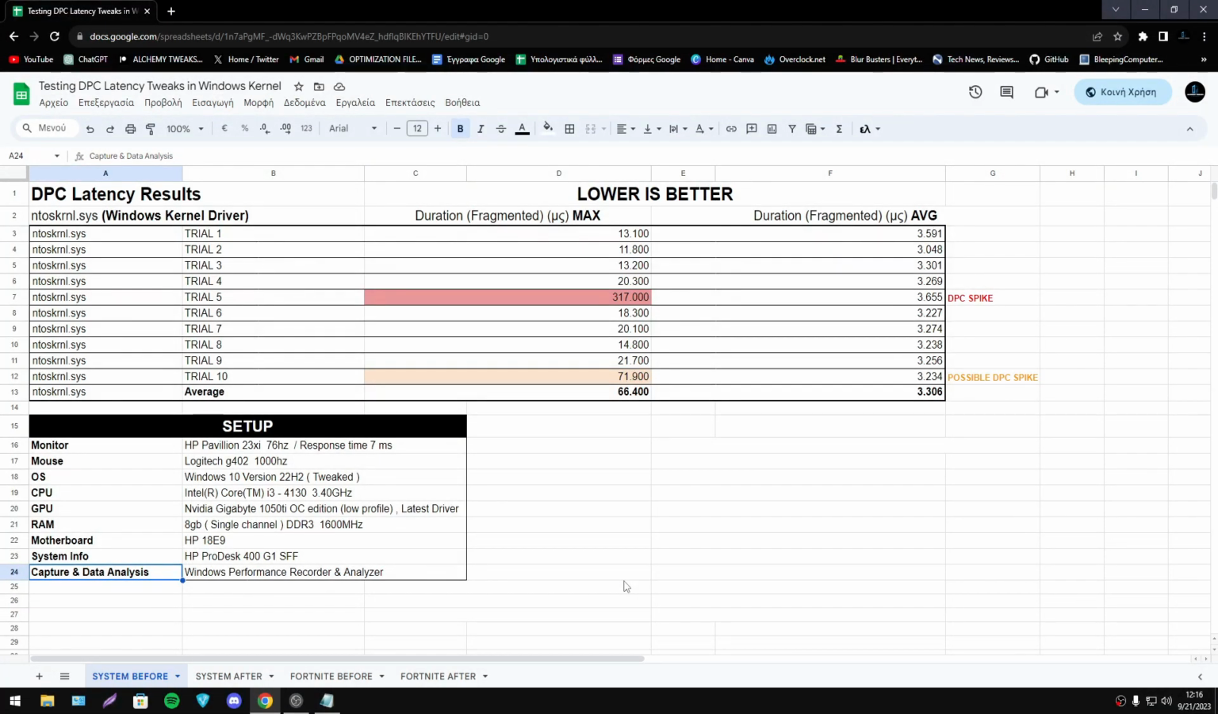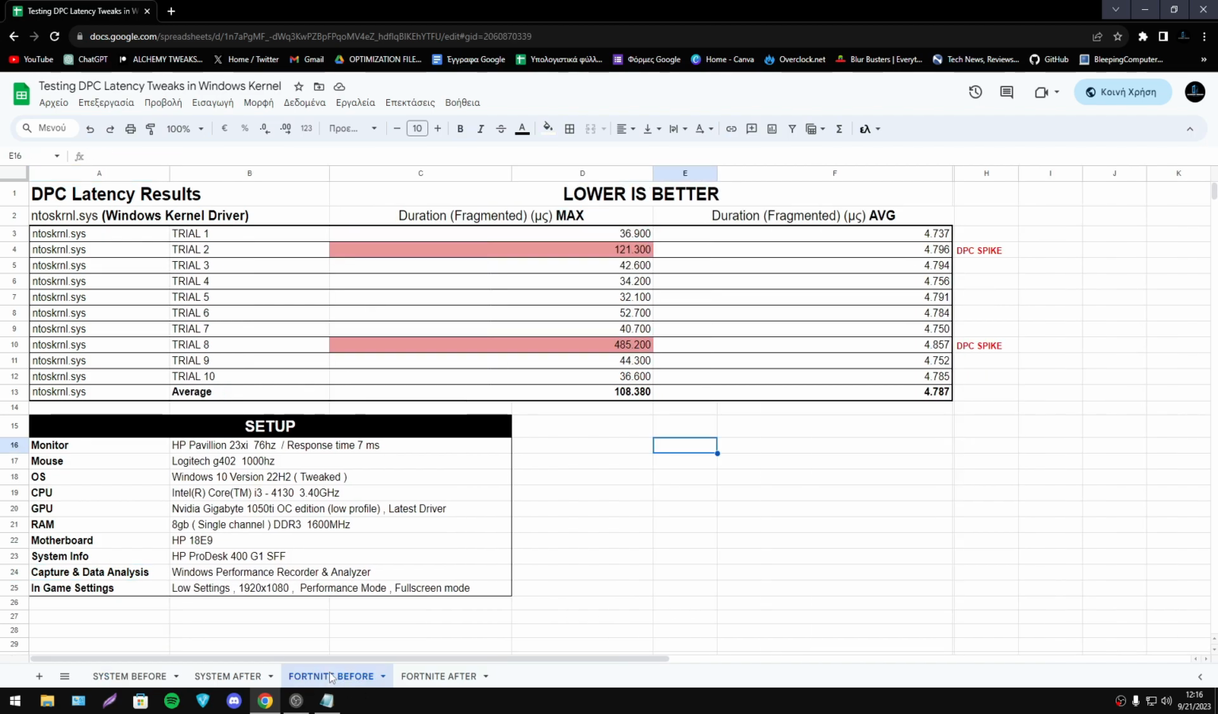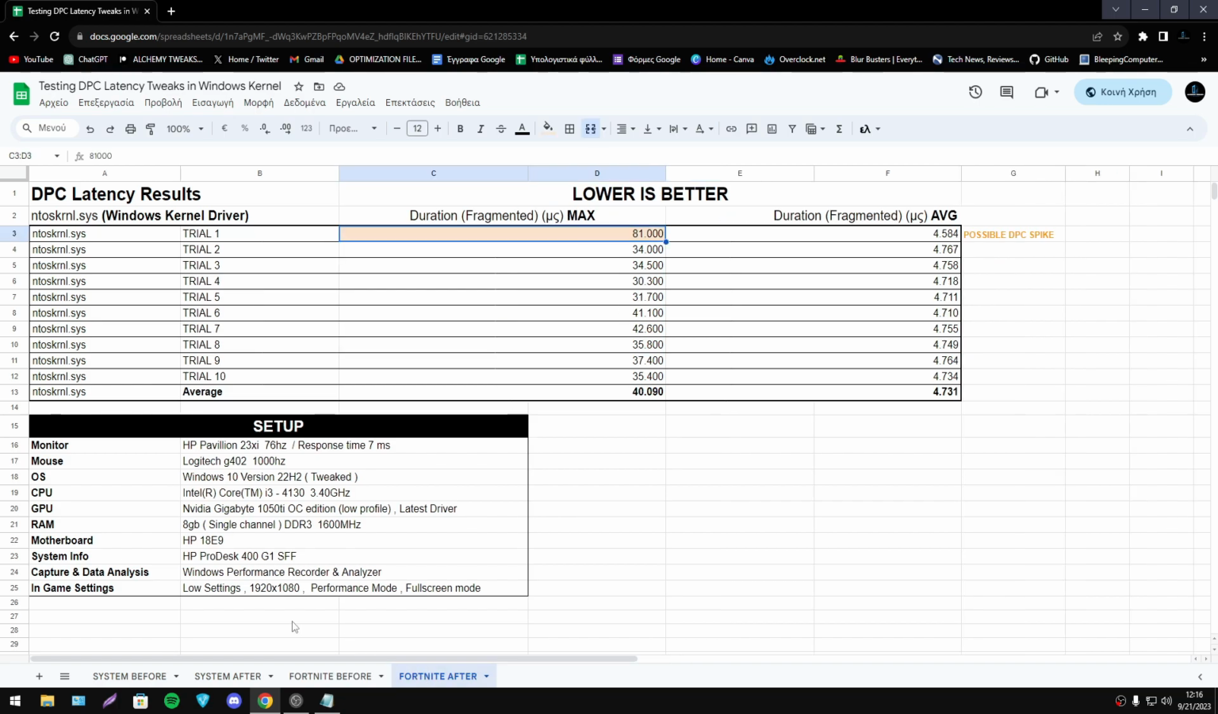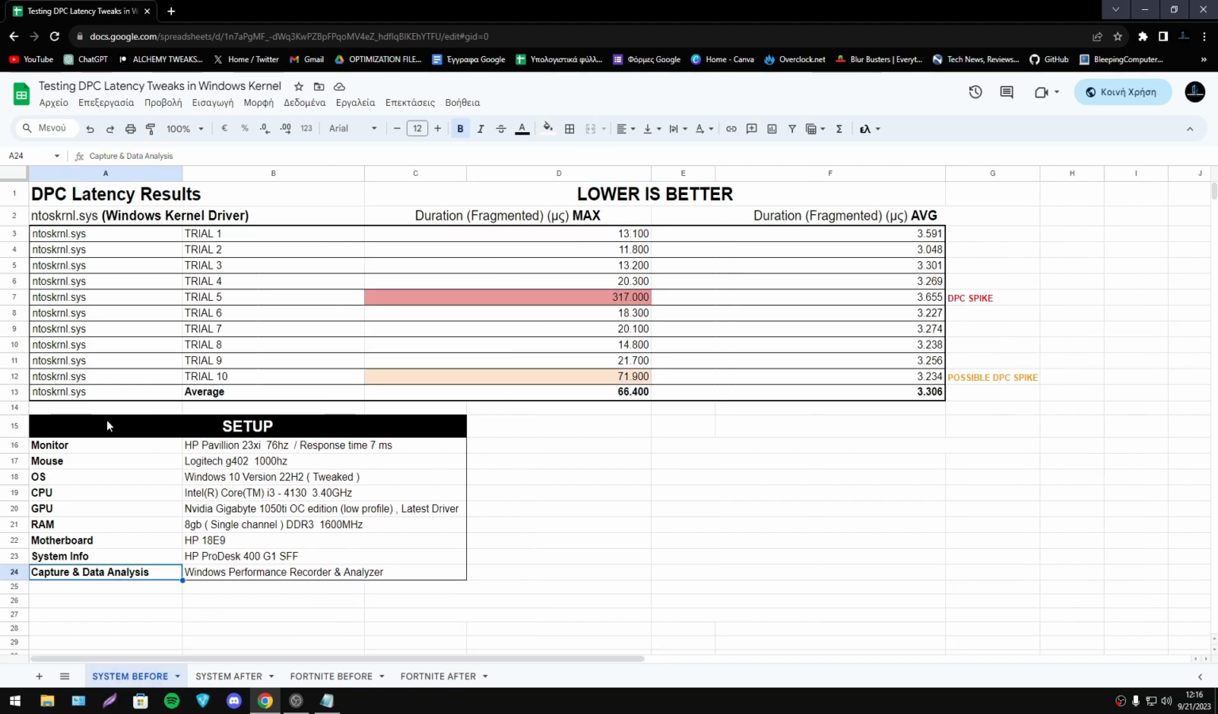I did 10 trials in system idle, before and after, and I also tested a real-time application like a game. In that case, I chose Fortnite, before and after, on the same pattern, 10 trials, and all details about my hardware and tools that I used are in the description, okay? They are here basically, and in the description I have the links.